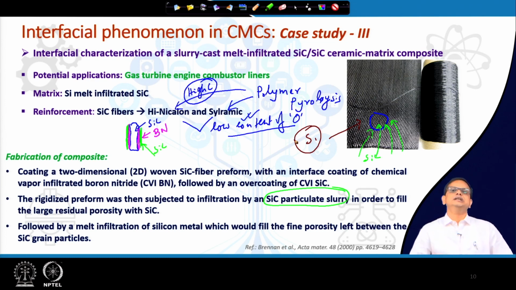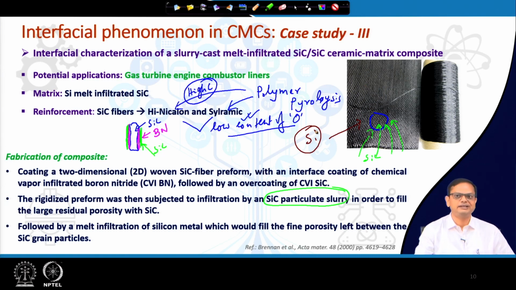So, initially you take the SiC mat, as you can see here, and on top of that boron nitride and SiC thin films get deposited by chemical vapor infiltration just to make the structure rigid. Then the large porosities get filled with SiC particulates, and whatever porosities remain get filled with silicon melt. Okay.